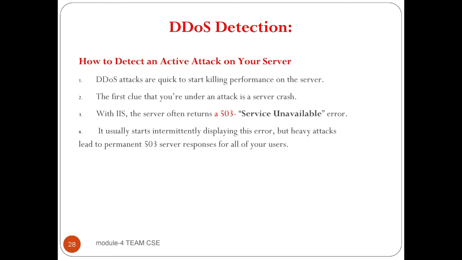DDoS detection: how to detect an active attack on your server. DDoS attacks are quick to start killing the performance of the server. The first clue that you are under attack is a server crash. With the IIS server, the server often returns a 503, called a service unavailable error. It usually starts by intermittently displaying this error, but heavy attacks lead to permanent 503 server responses for all of your users.